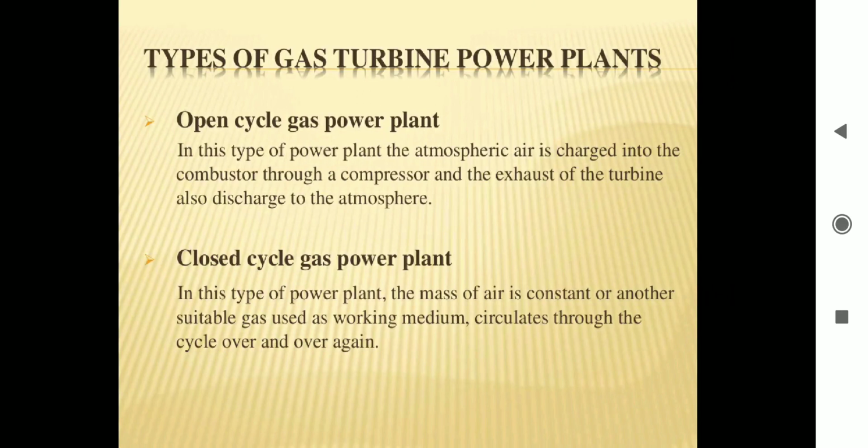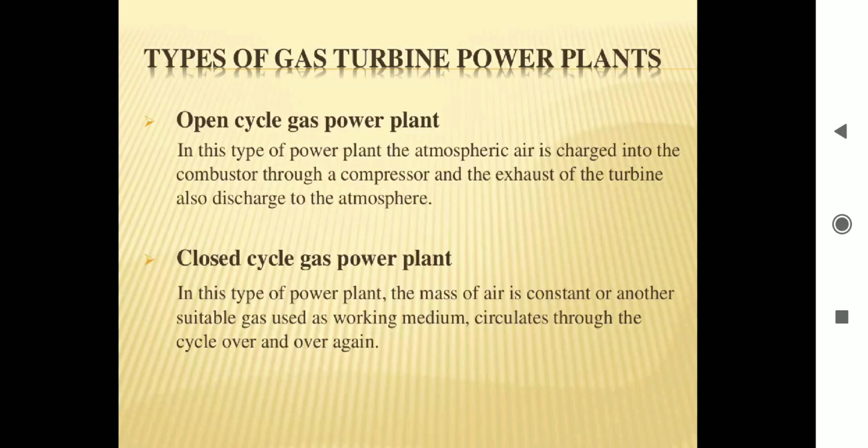And next are the types of gas turbine power plant. As I have told you, there are basically two types: first is the open cycle, and next is the closed cycle gas turbine power plant. In an open cycle gas turbine power plant, whatever air we take from the atmosphere, we charge into this cycle, and after the exhaust of the turbine, it is not used again in this cycle. That's the open cycle gas turbine power plant.